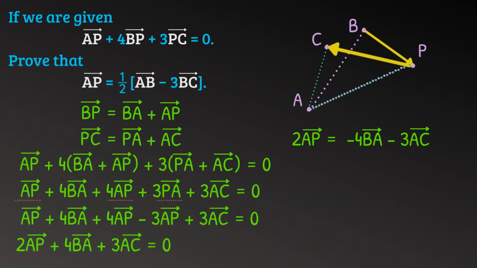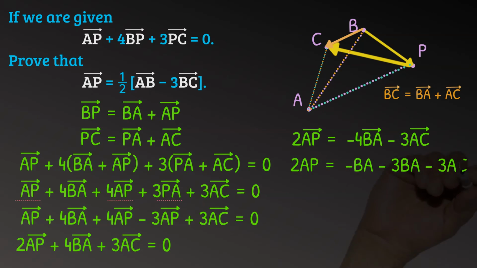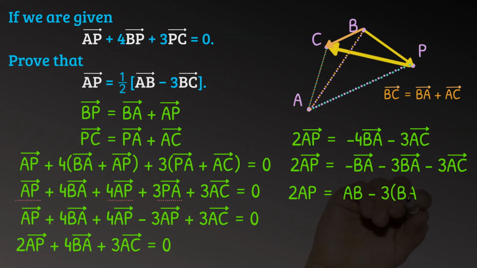In the proof, there is the term BC. Now, if we look at the diagram, BC is equal to BA plus AC. Now, we could split up our minus 4BA, so we have minus BA minus 3BA. And we could then put that in brackets, so we get minus 3BA plus AC. And you can also see that we've changed the minus BA into a positive AB because they're exactly the same vector but in opposite directions.